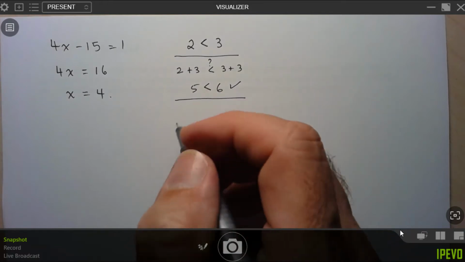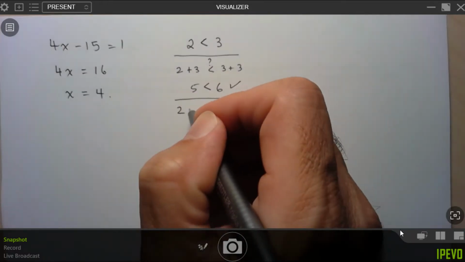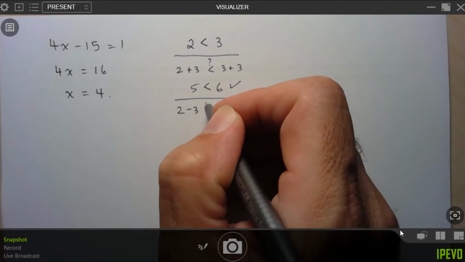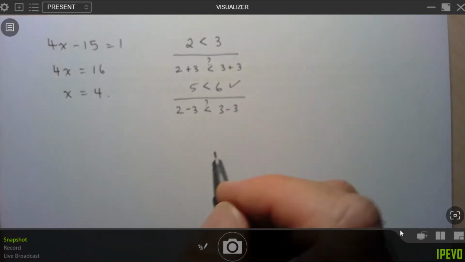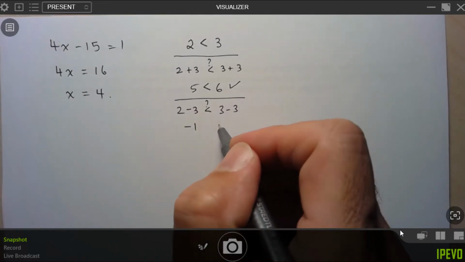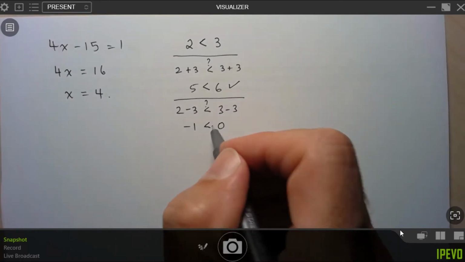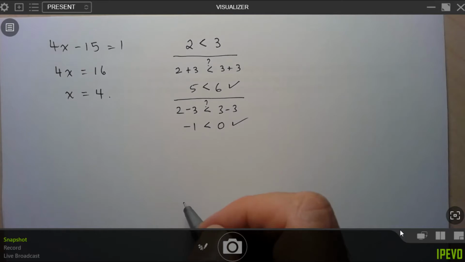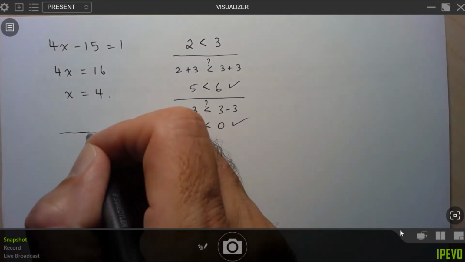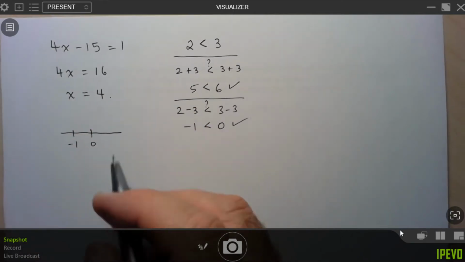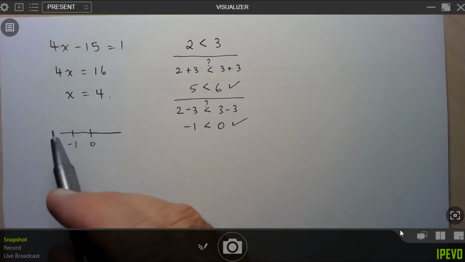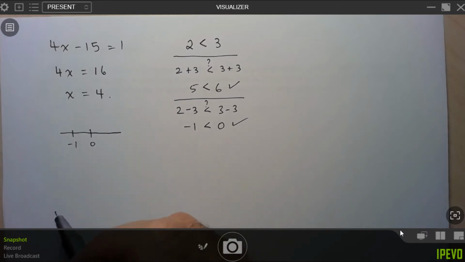Okay, let's do the same thing with subtraction. Let's subtract 3 from both sides. So 2 minus 3, is that still less than 3 minus 3? And here we have negative 1, here we have 0, and indeed negative 1 is less than 0. So even though the absolute value is bigger, remember on a number line, that's 0, that's negative 1, okay? You're worth more if you owe $0 than if you owe $1, okay?